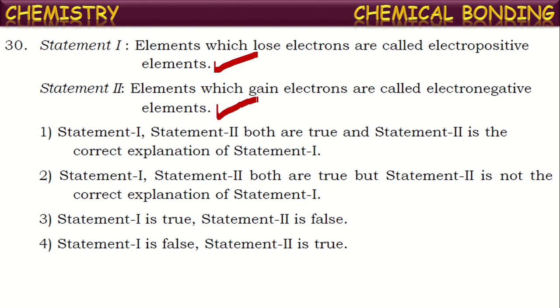Elements which are ready to gain electrons, they gain electrons and they form negative ions. So those elements which are ready to gain electrons are called electronegative elements. Generally, non-metallic elements are electronegative in nature. So these two are both correct statements, but the second is not explaining the first one. So both statements 1 and 2 are correct, true. Statement 2 is not the correct explanation of statement 1. This is the correct answer. Both are individually correct, right?